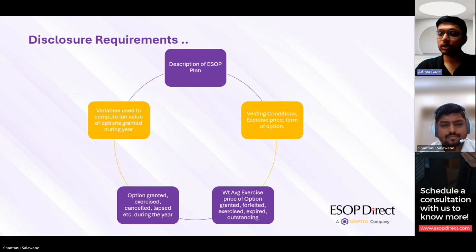The second important thing: let's say I am a KMP, as I mentioned, I am the CEO of ABC Limited. Let's say total options granted in the financial year are 100. Out of that, 10 were granted to me, which is more than the 5% threshold limit given in the Ind AS. So if a KMP specifically, not an employee, has been given options of more than 5% of total granted options during the year, that has to be specifically disclosed with name.